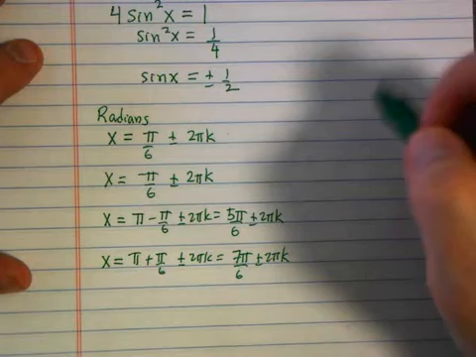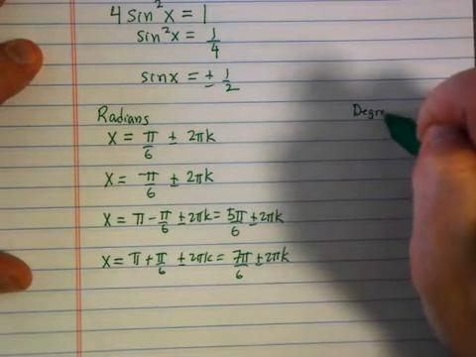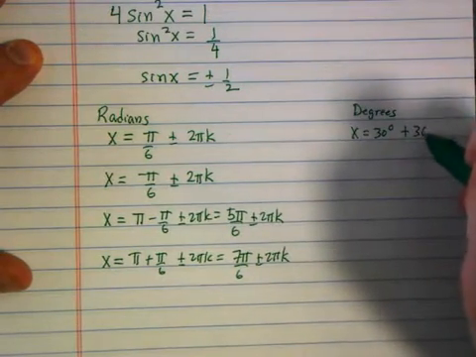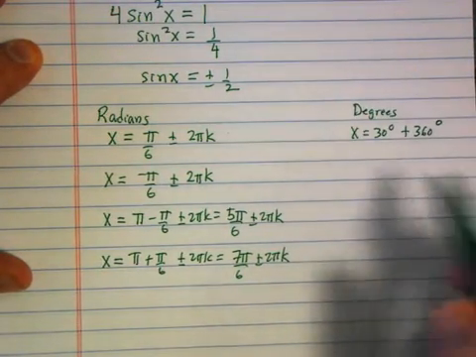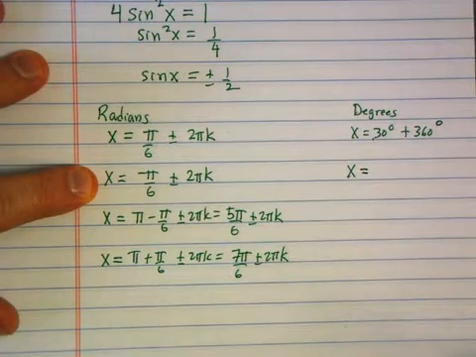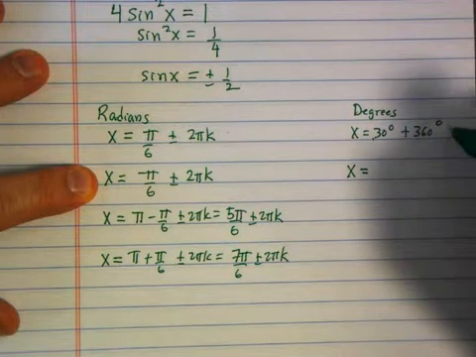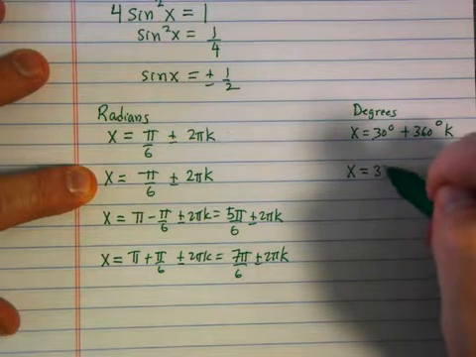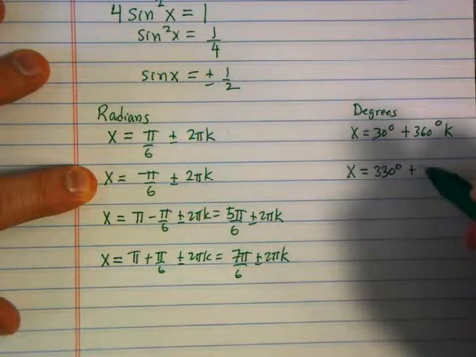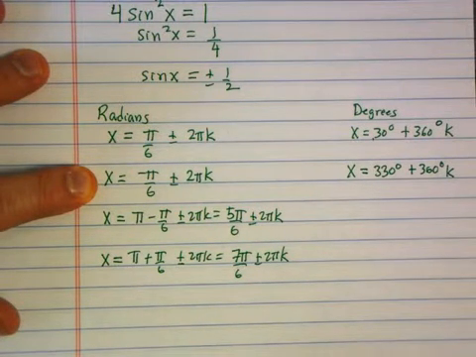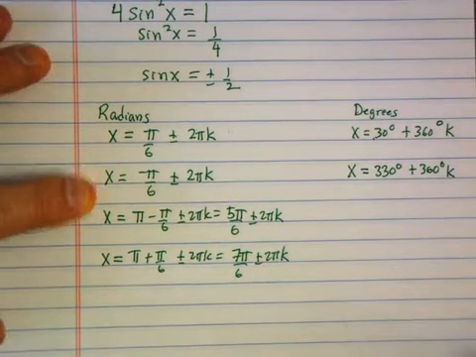All right, same thing in degrees. 30 degrees. X equals 30 degrees in quadrant 1. Let's do them in the same order. This is quadrant 1. How about quadrant 4? 330. 330 is a correct answer. An easier answer would have been negative 30. You like 330? Okay, I wrote 330.